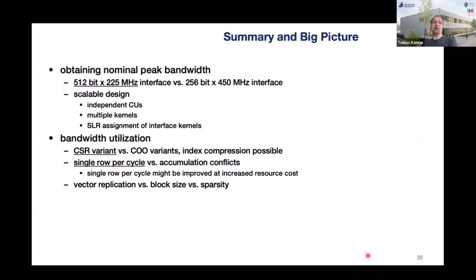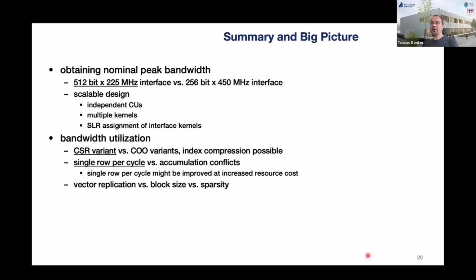And then the other important feature is bandwidth utilization, where the picture is not that clear. We have focused on the CSR variant versus the COO matrix format in the other cases. But this also leaves more headroom to explore in terms of index compression, how many bits are actually needed for the row and column indices.